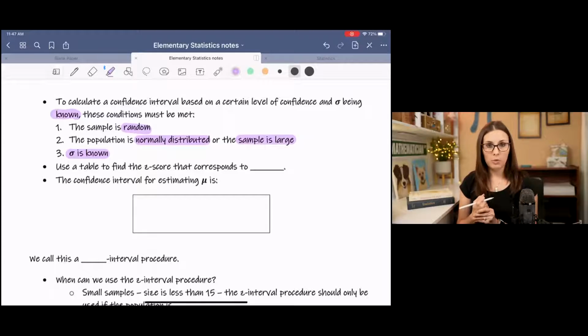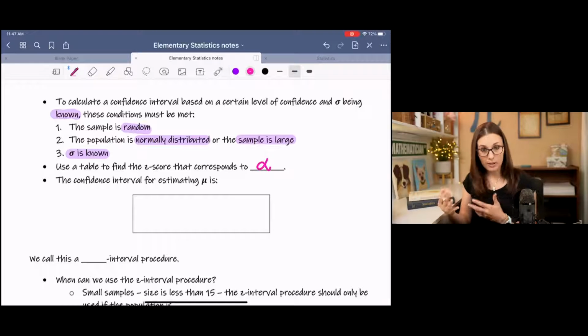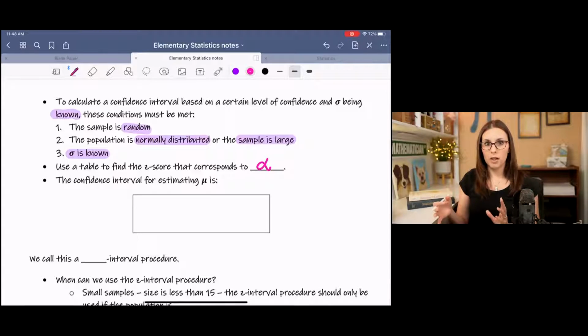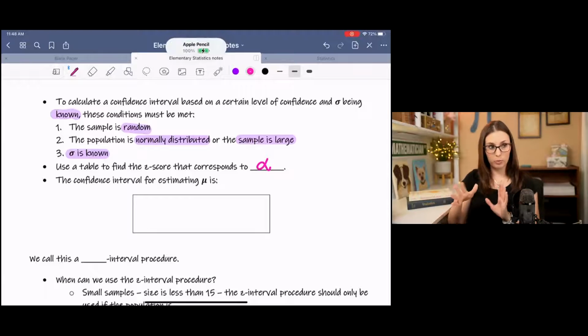We can use a table to find the Z-score associated with alpha or the confidence level, vice versa. And to find a confidence interval to estimate a population mean, we can use this formula. So what's happening here? I'm not saying a lot, but I'm insinuating a lot. We are using a confidence interval to help us estimate what we think the true population mean is.